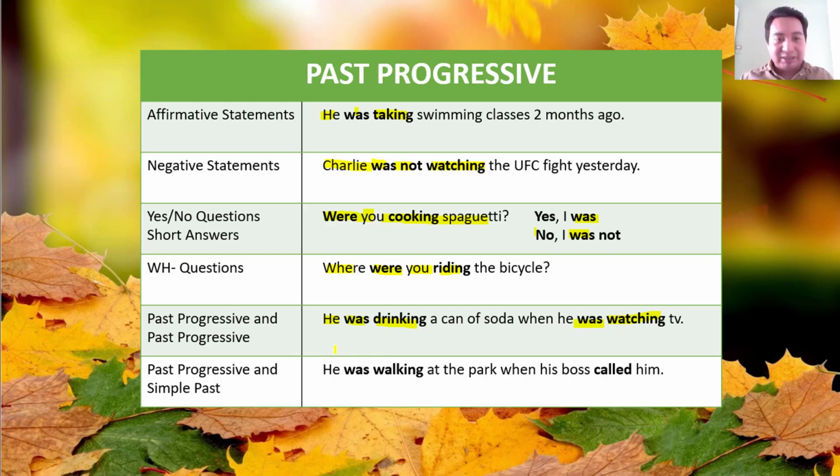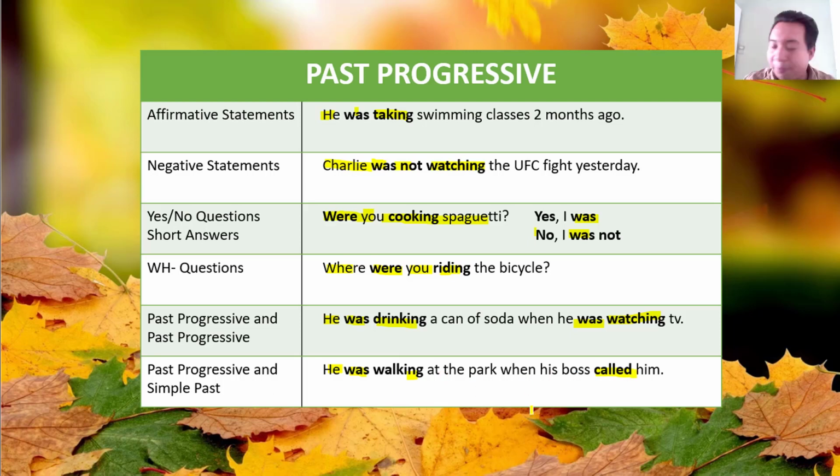And now we have the last example for past progressive. Now we have: he was walking at the park when his boss called him. We can combine past progressive and simple past. Here we have subject he plus past form of the verb to be was, verb plus ing, walking, where? At the park when his boss called him. That is simple past, so we can combine both.